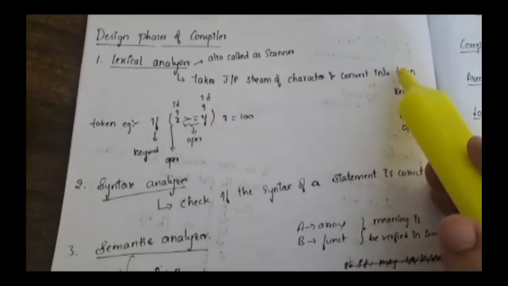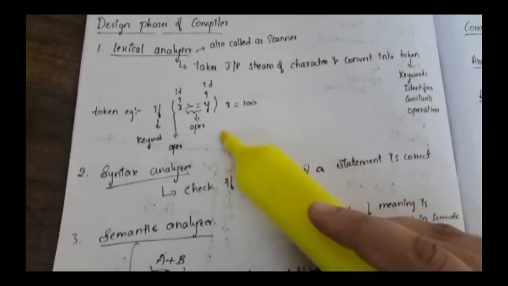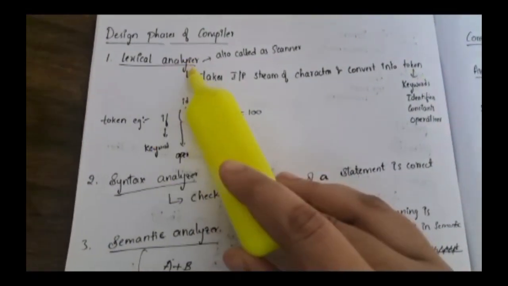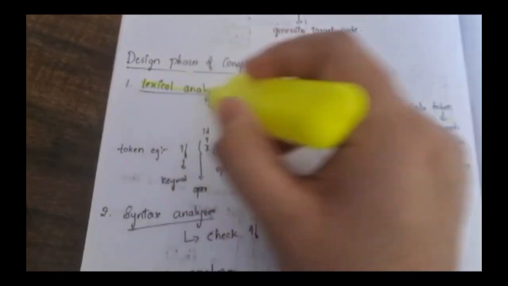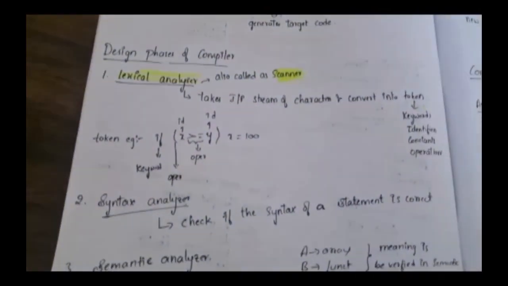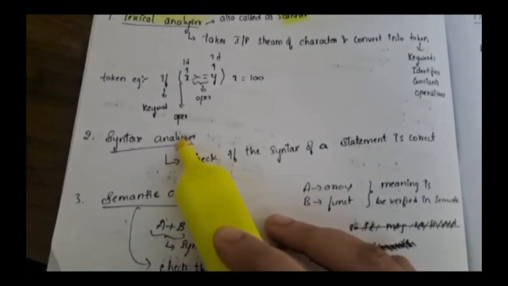So the combination of characters it takes will be converted into tokens. That is what the lexical analyzer basically does. It is also called a scanner. So lexical analyzer is also called a scanner. Next we have the syntax analyzer.